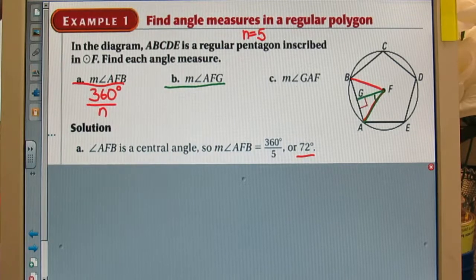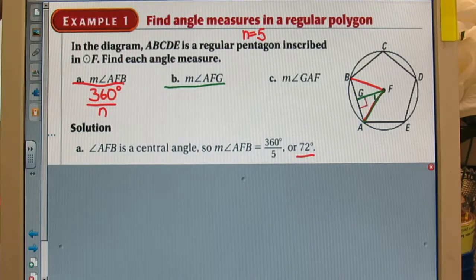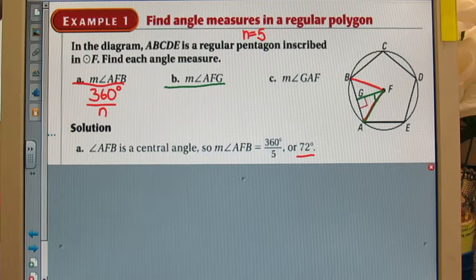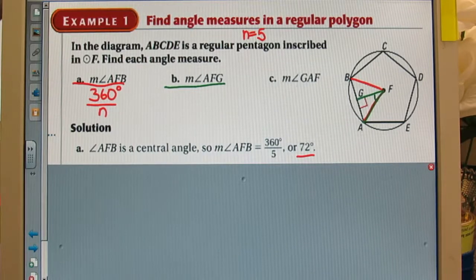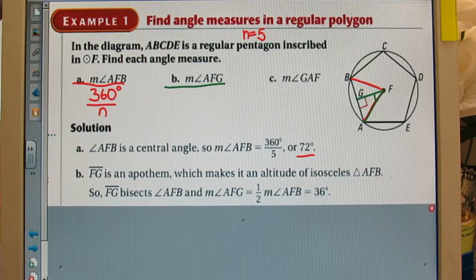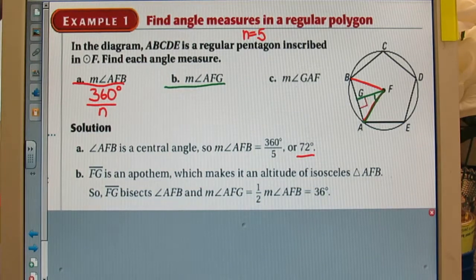Well, I know that FG is the apothem of this triangle. It goes from the center, point F, to G, a point on the side. And I know that the apothem bisects the angle. So this angle, measure of angle AFG, is simply going to be 1/2 the angle I found in part A. So if I take my original 72 degrees and divide by 2, I find that the measure of this angle is 36 degrees.